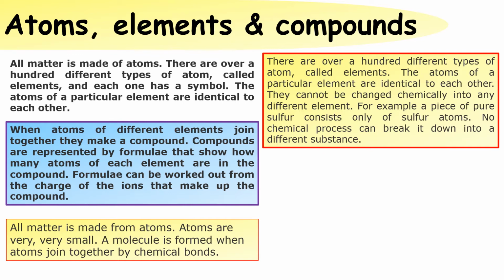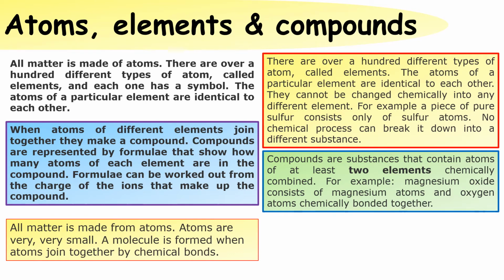The atoms of a particular element, as previously stated, are identical to each other, which means that they cannot be changed chemically into any other different element. For example, a piece of pure sulfur only consists of sulfur atoms. No chemical process can break it down into a different substance.